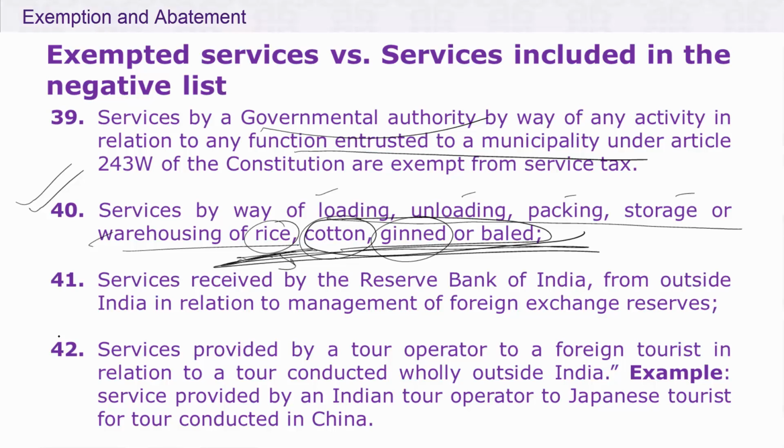Already we have seen entry numbers 20 and 21. There, transport of rice and cotton bales was also exempt. Transport was made exempt in entry numbers 20 and 21, whereas in entry number 40, loading, unloading, packing, storage or warehousing has been exempted. This was made in 2014 to meet the pressure, because there was pressure from Western India and Southern India, so they have got it.